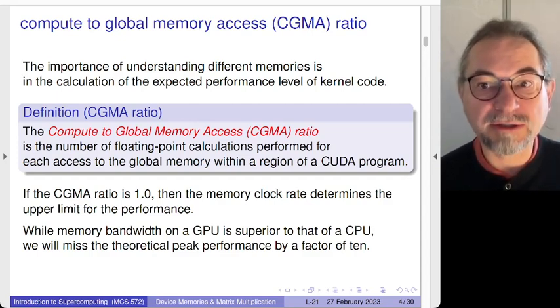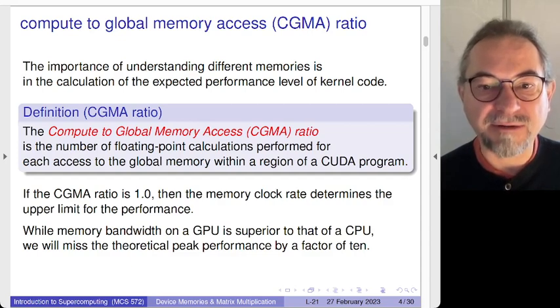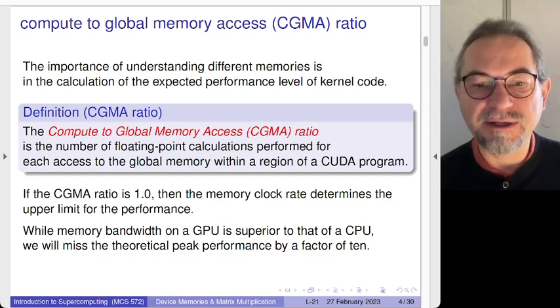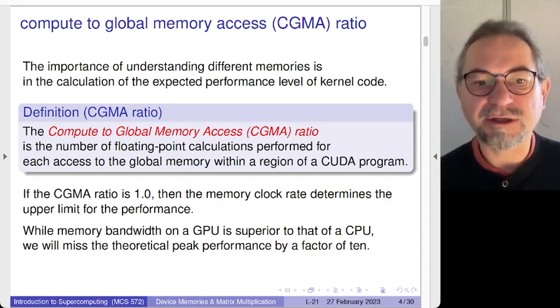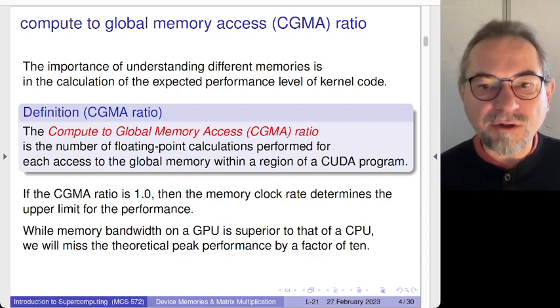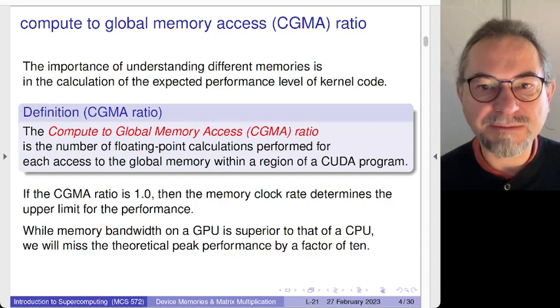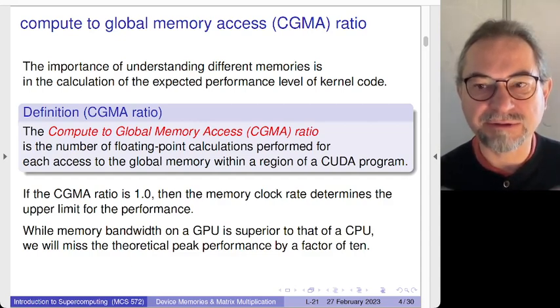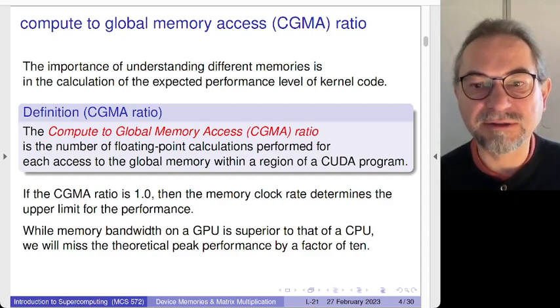Then it's even more critical that you understand and carefully apply the hierarchies: the global memory, shared memory, registers. Otherwise, you will miss the theoretical peak performance. So in a way, conceptually, the CGMA ratio is the main concept of today.